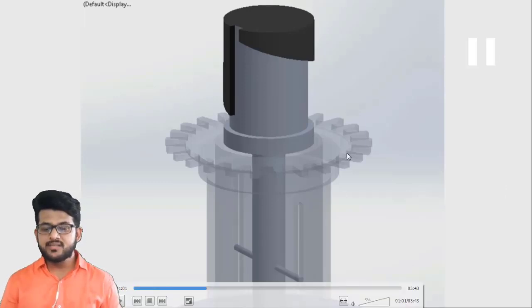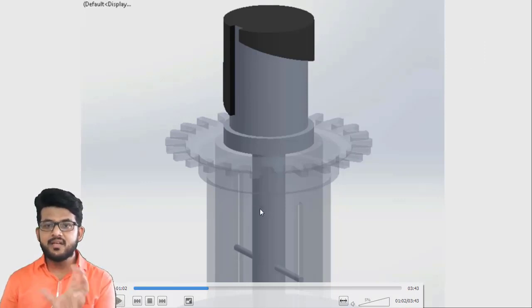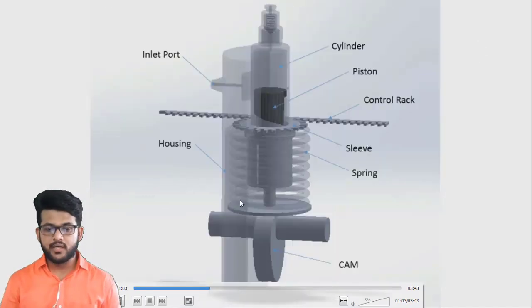Now you can see here, this is a sleeve inside which we have fit this piston. So whenever this sleeve rotates, the piston will also rotate. That is a simple construction. And why does it rotate? Because you can see this lug is fitted inside this sleeve. So whenever the sleeve rotates, the piston will also rotate. So that was the importance of the lug.